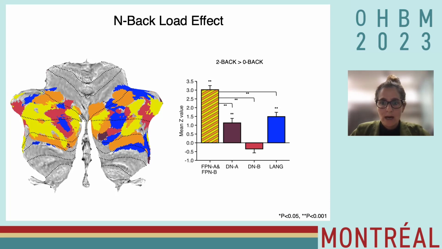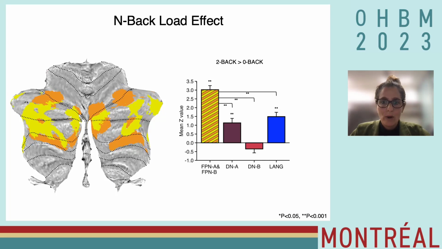The bar plot on the right shows the average Z values within an ROI, averaged across all 15 participants. FPNA and FPNB ROIs were merged together as our a priori hypothesis was that both networks will similarly respond to load manipulation. Indeed, the response to the 2-back versus 0-back contrast in the merged ROI of the frontoparietal networks was found to be significantly greater than 0. Although DNA and Lang ROIs were also significantly greater than 0, the response in the frontoparietal ROI was found significantly larger than the response in all other ROIs.